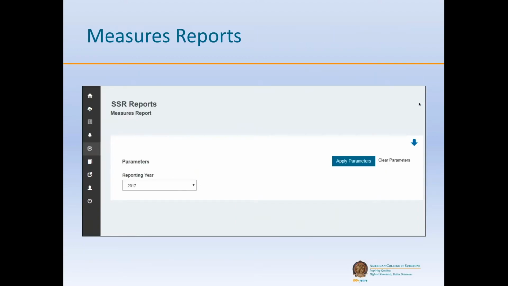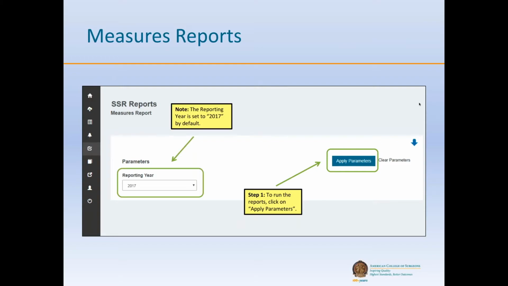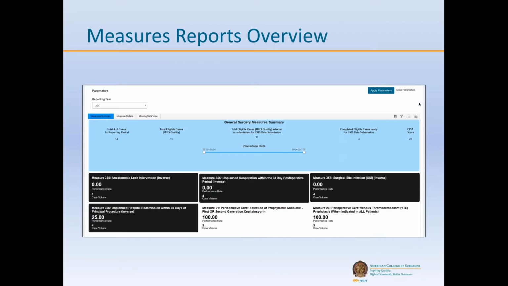First, click on Apply Parameters to run the reports. 2017 is automatically the default reporting year. Once you click on Apply Parameters, this will be the default view for the reports. Here is where you will toggle between the 3 reports by selecting any of the tabs you see here.